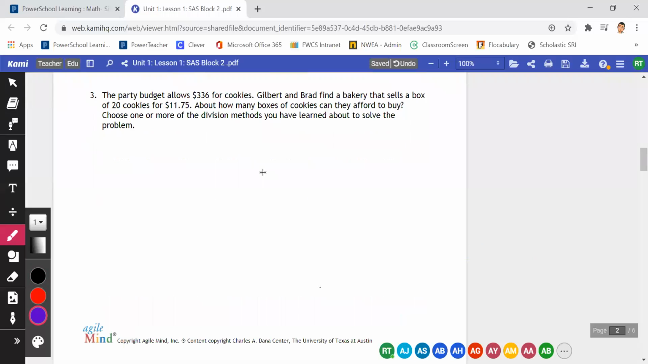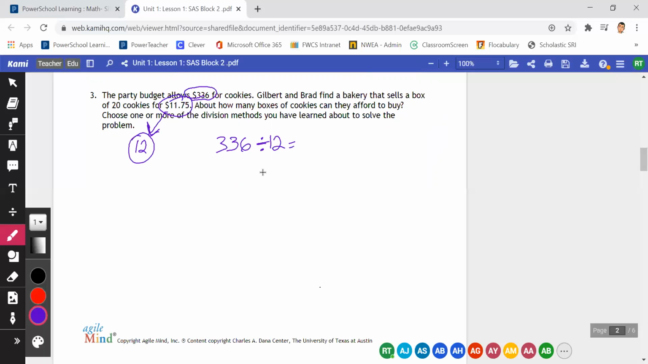Problem number 3 says the party budget allows $336 for cookies. Gilbert and Brad find a bakery that sells a box of 20 cookies for $11.75. About how many boxes of cookies can they afford to buy? Choose one or more of the division methods you've learned about to solve the problem. And so what I want to do is first of all, round this number up. So instead of $11.75, I'm going to round that up to 12 because that's pretty close to $12. So my division problem is 336 divided by 12.